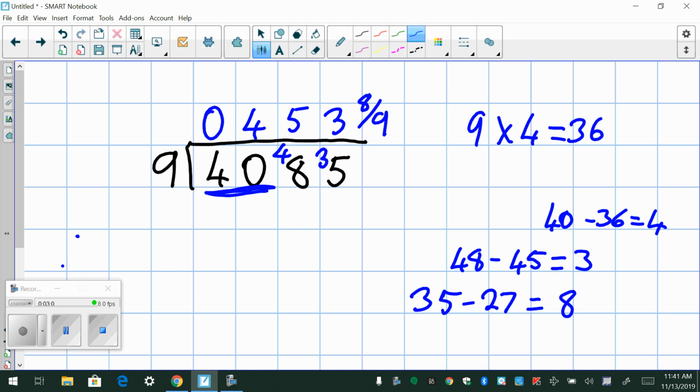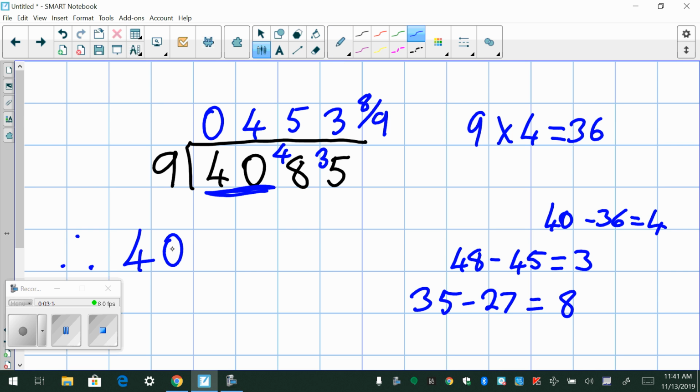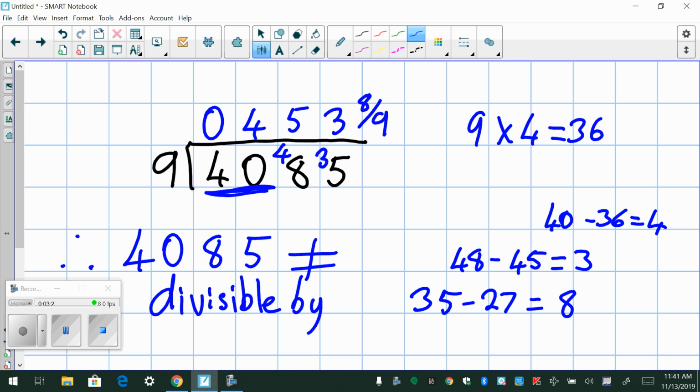So therefore, I should rename that. I'm going to put my dividend first. 4,085 is not divisible by 9. Okay, so there's some of the steps we have to short division.